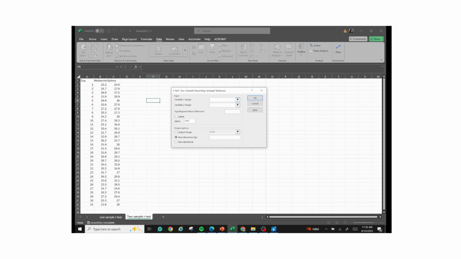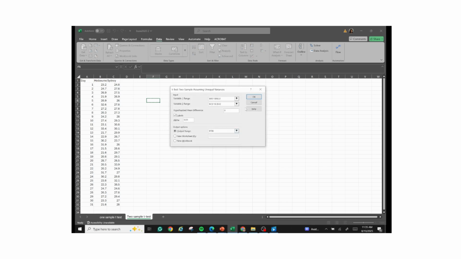So I first need to input the variable 1 range, which will be the Melbourne variables, so from B1 to B32. Variable 2 will be Sydney data, so I'll be using cells C1 to C32. Our hypothesized mean difference is 0. I will be including labels. Labels include Melbourne and Sydney. And for my output range, I'll be using cell F6 because I want it on the same page. Otherwise, it will be on a different page. I press OK.